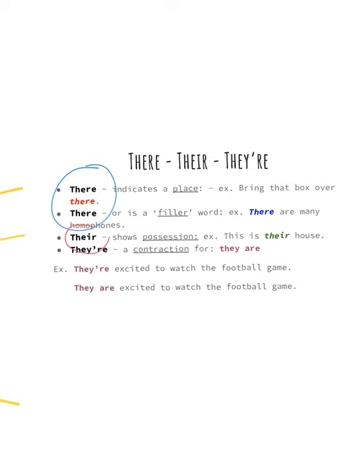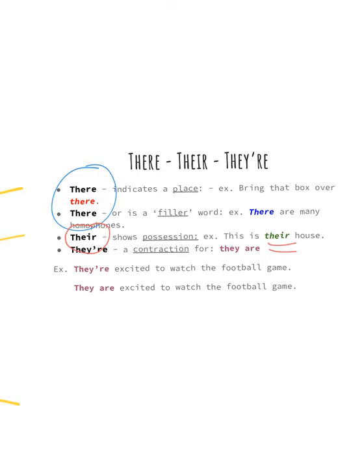All right, next we have T-H-E-I-R, and this spelling of there shows possession. So an example would be, this is their house. Whose house? Their house. And this particular example there is a plural possessive. It's a plural possessive pronoun. So whose house is it? It is their house. So that's T-H-E-I-R, and that is the possessive use of there.